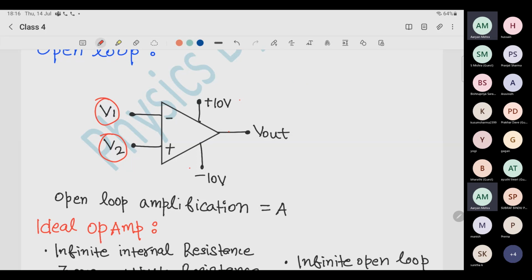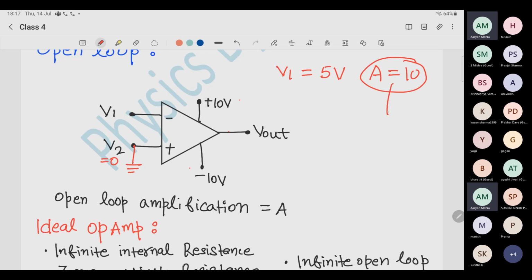So let's say for the first case, I am making V2 equals to 0. It means I am grounding this, and the only voltage is the inverting voltage V1. So let's say V1 is 5 volt and my A is 10, fixed. I am keeping A equals to 10 fixed, and this A depends upon your entire op-amp construction, how your op-amp is made. That will decide the A. So in questions you will be given the value of A, and always remember this is open loop amplification. Okay. Now let's say your V1 is 5 volt and your V2 is 0 volt.